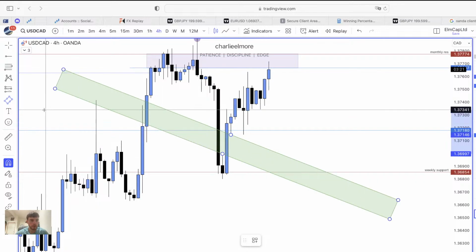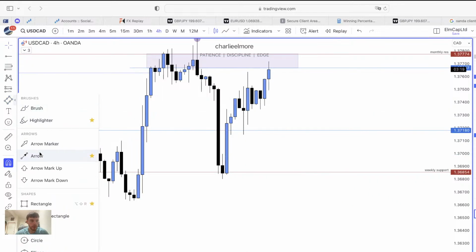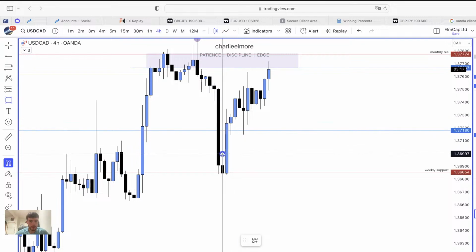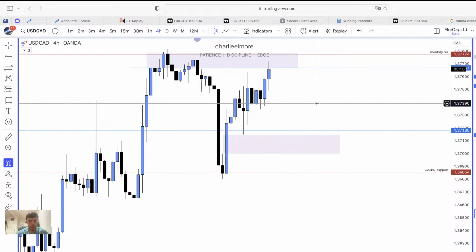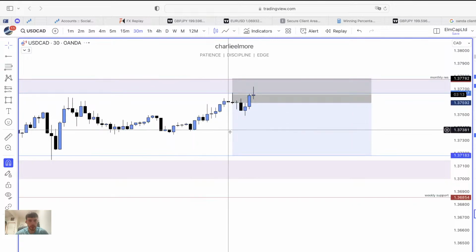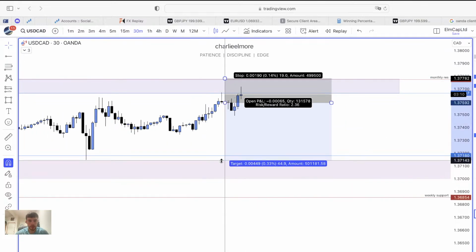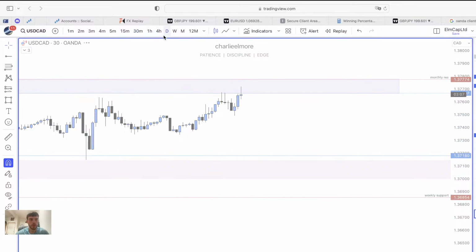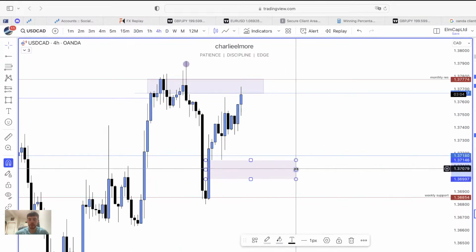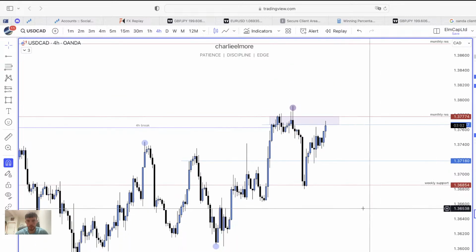Oh, sorry, wrong one. Yeah, we've got a 4-hour imbalance there as well. So if you targeted that, you'd be looking at a 2.36 to 1. It's not the most amazing risk to reward ratio, but it's there.